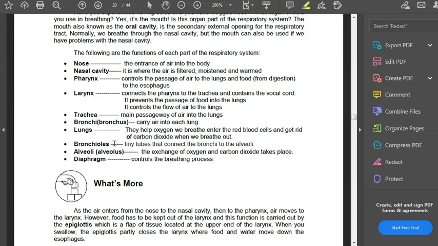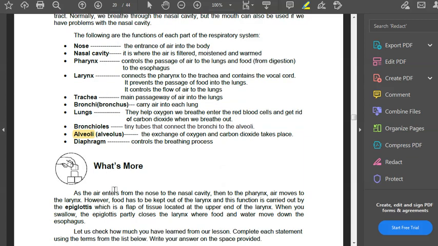Of course, the bronchioles, these are the tiny tubes that connect the bronchi to the alveoli. And the alveoli, that's the plural; the singular is alveolus. Okay? So, the exchange of oxygen and carbon dioxide, this is where it happens, inside the alveoli. And the diaphragm controls the breathing process.